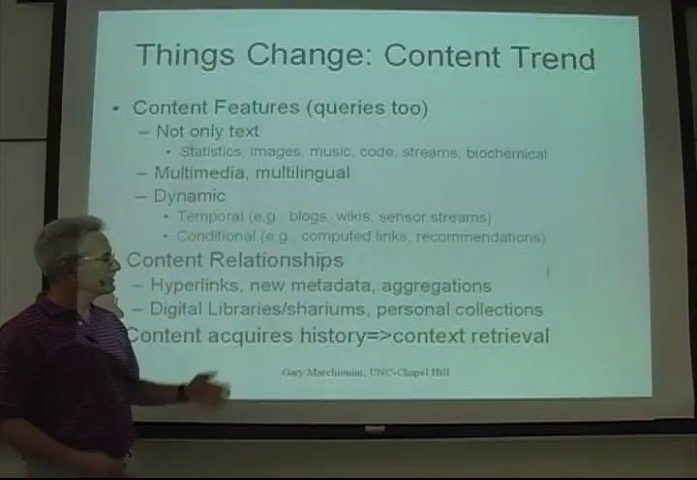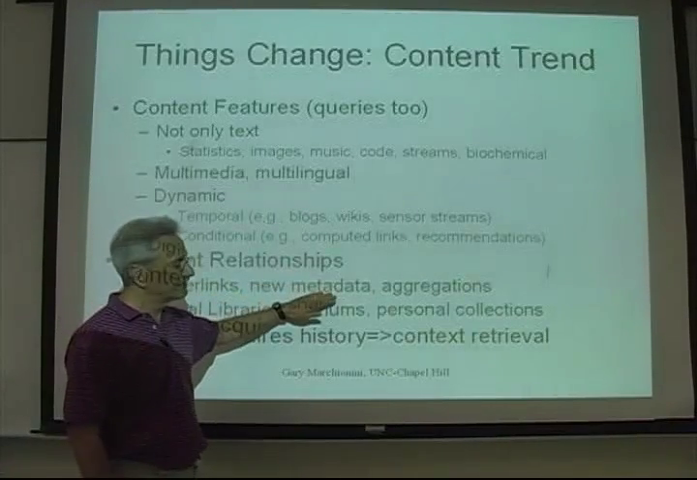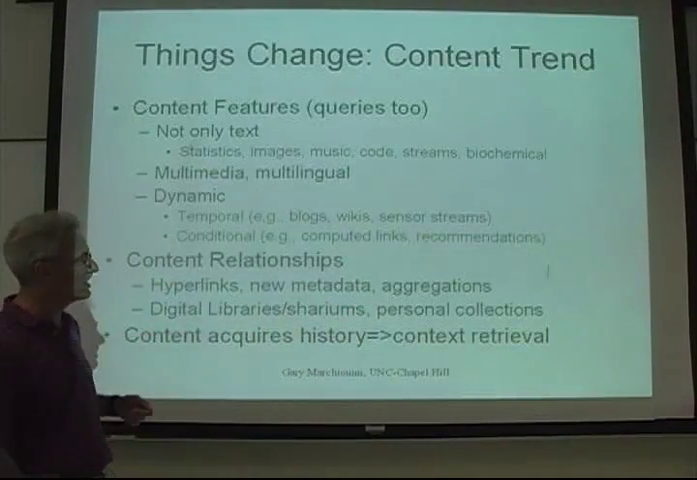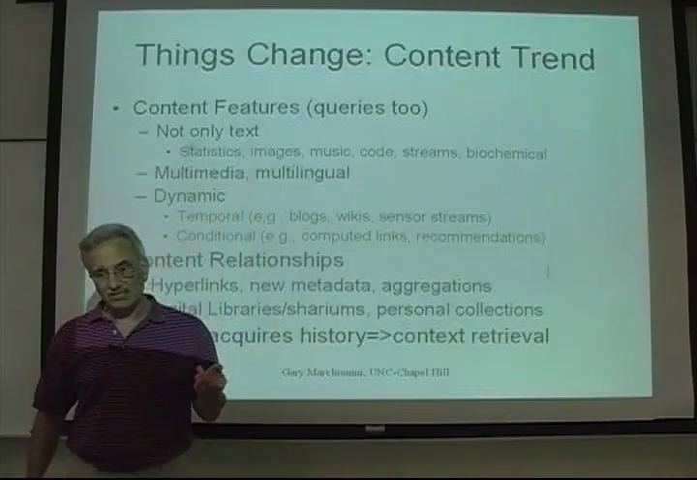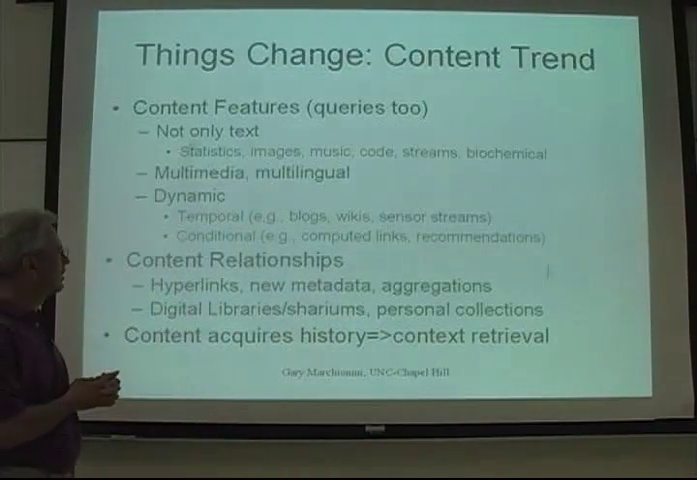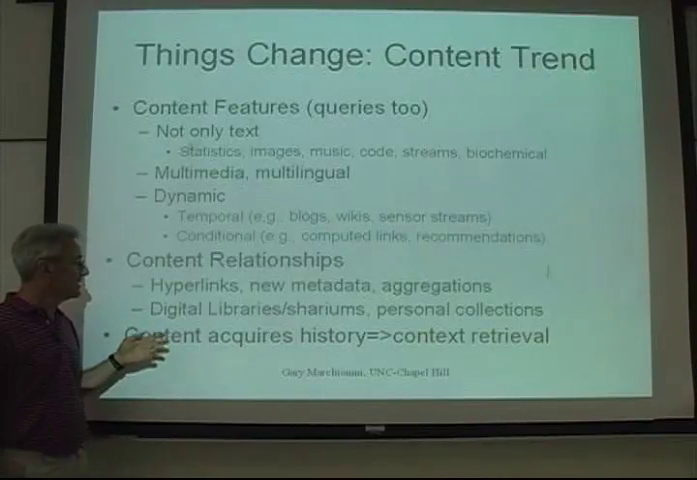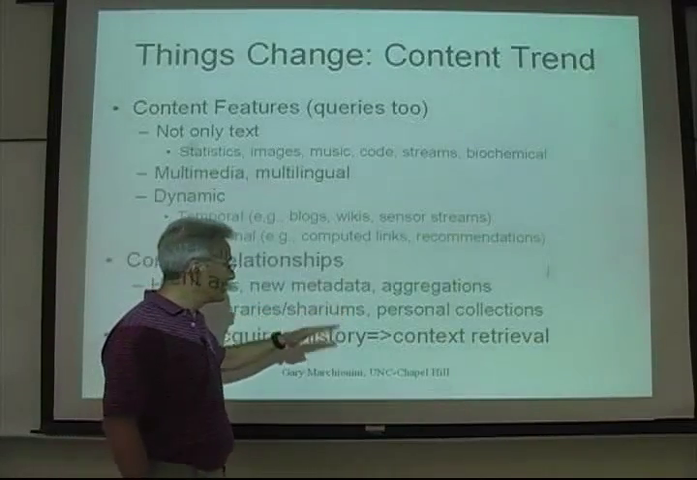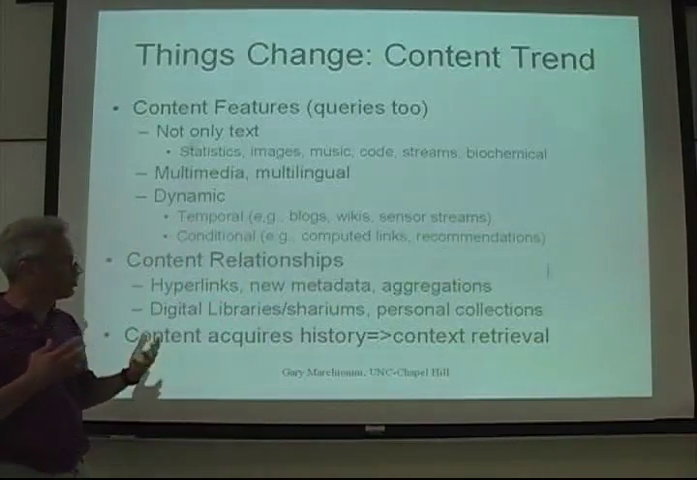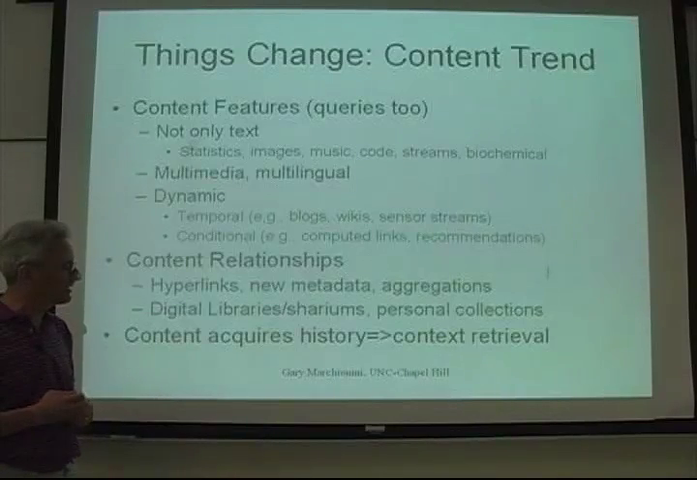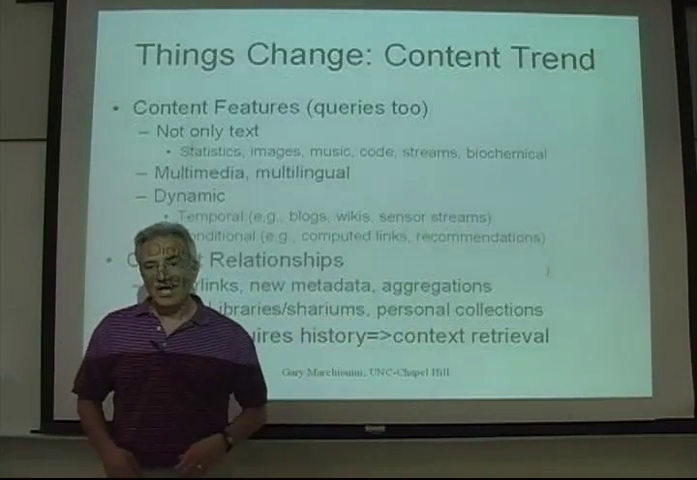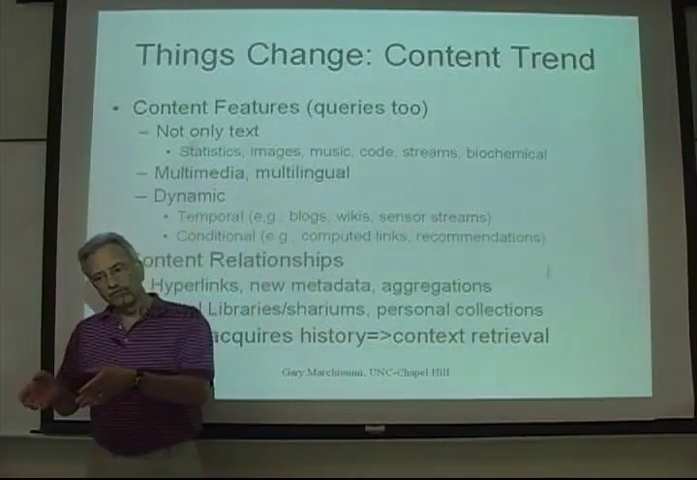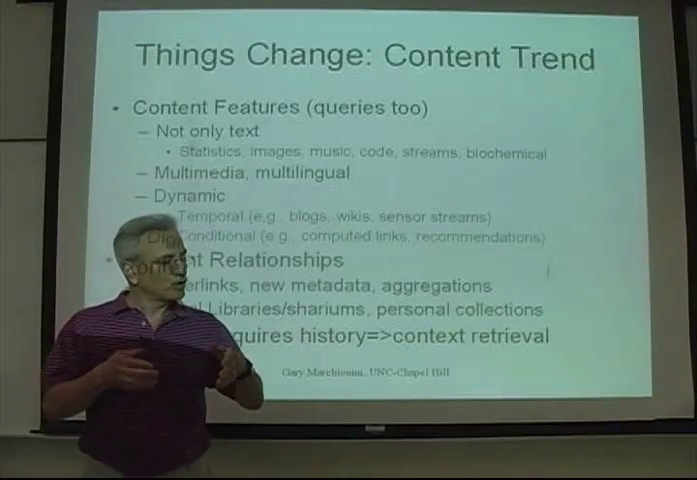So the upshot of this is that content relationships have evolved. We've got hyperlinks between content, we've got all sorts of new metadata that's either static or being generated automatically and constantly changing, and we've got aggregations of both of these things. So this complicates our content relationships building, our surrogation, if you will. Digital libraries or shariums, these shared workspaces that are increasingly evolving, personal collections, are all being put into the mix. So it's not just a well-understood, well-defined kind of corpus anymore.